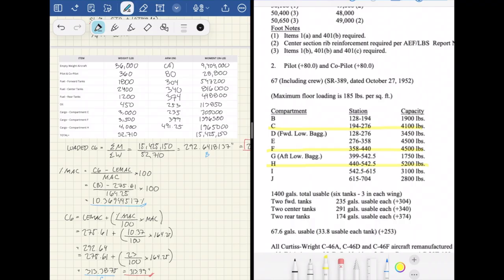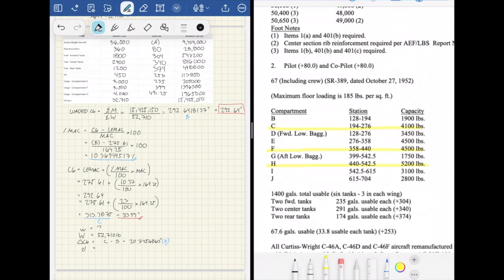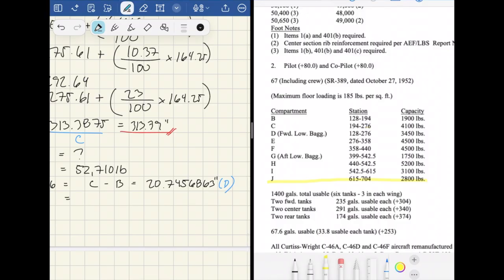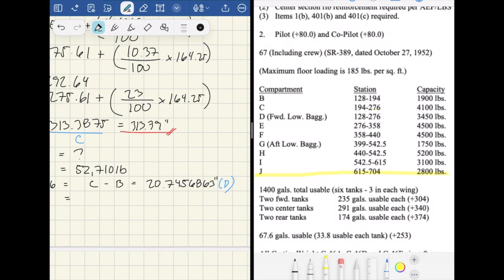Ngayon, since nagkulang tayo sa forward limit, let's move some of the cargo or yung load sa rearward para mag-shift yung ating CG palikod. And for that instance, this will allow na yung CG natin na makapasok sa ating CG limit. Okay, so let's prove that. Ano bang pwedeng ilipatan? Let's try compartment J. Compartment J has a 2,800 pounds capacity and the station 615 to 704. Again guys, let's do midpoint for easy solving. Alright?